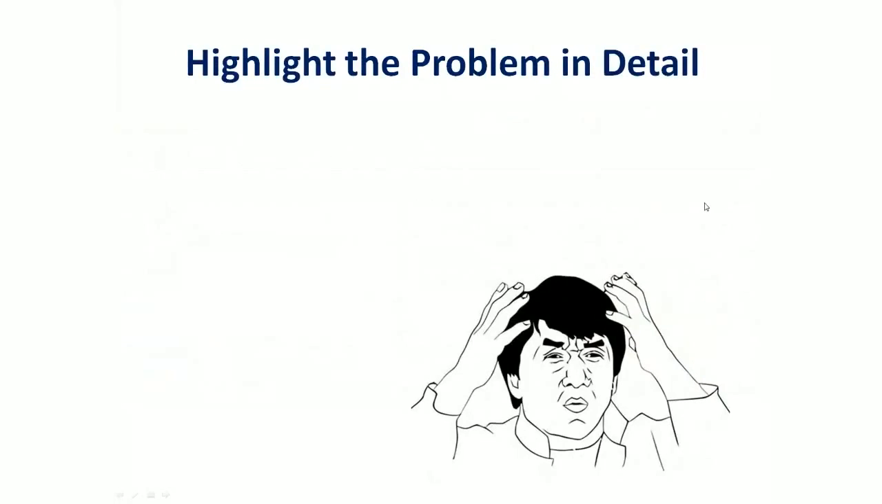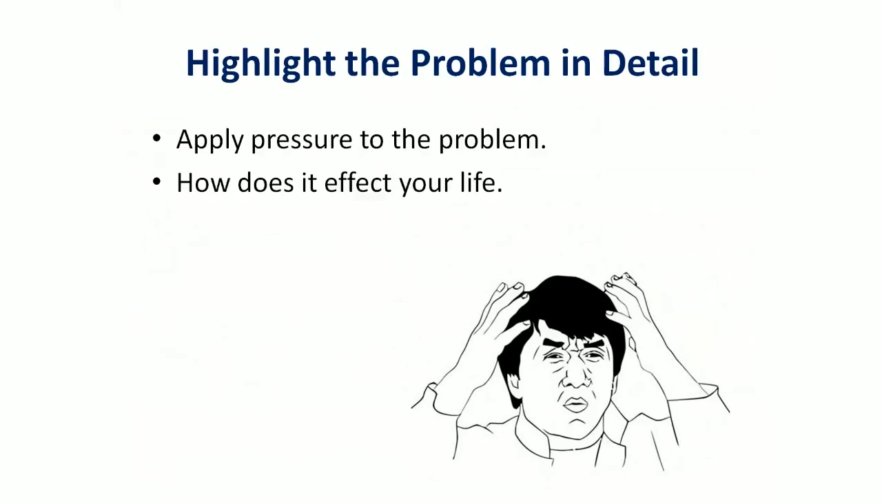Okay, once you've got them watching a video, you really need to highlight the problem in detail. This is called stirring the pot, if you like, a little bit. You want to apply pressure to the problems. You want to get right into the problem, tell them really how bad that problem is and how it really affects their life. Okay, by having this problem, by having a dirty pool, it means that their kids can't play in the pool. You can't invite friends over for a barbecue and for a bit of a swim.